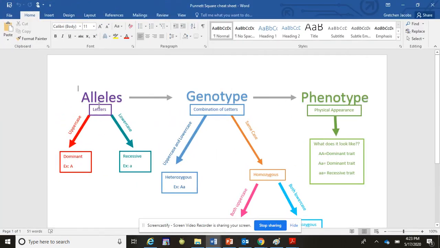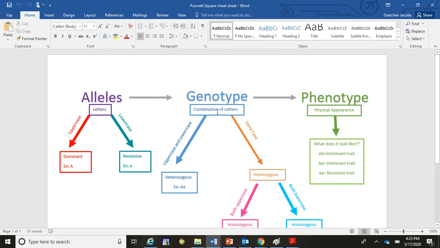So a quick review. Remember that alleles are letters used to represent the different versions of a gene. The uppercase letter represents the dominant allele. This is the one that's going to show up if it is present. The lowercase letter is used to represent the recessive allele. And this is not going to show up unless you have 2 lowercase letters. The alleles combine to form the genotype, which is the combination of letters.